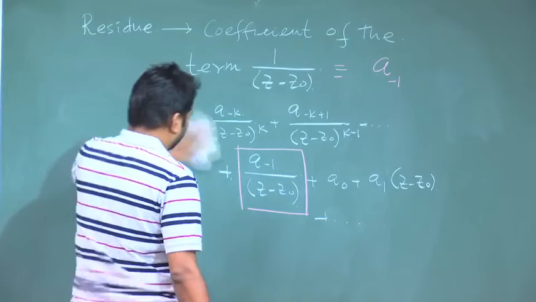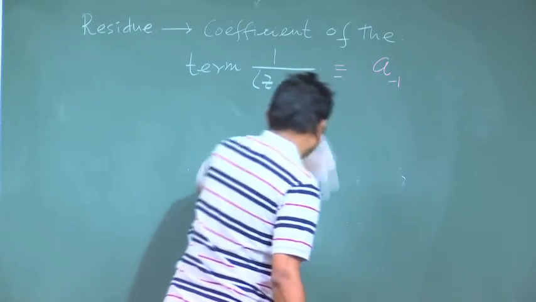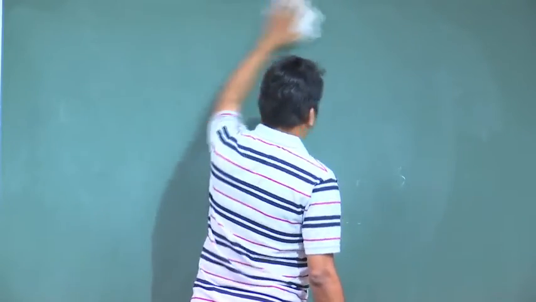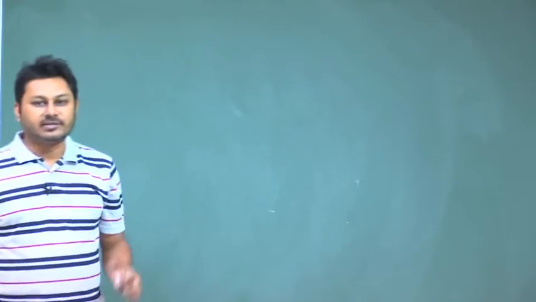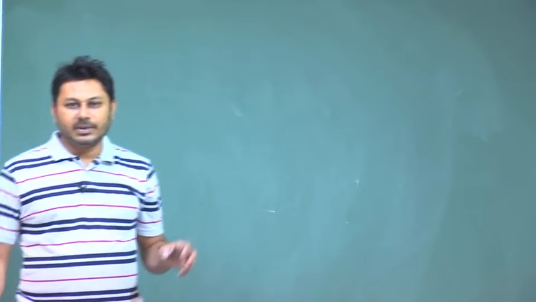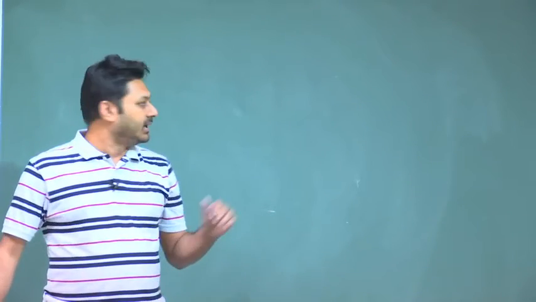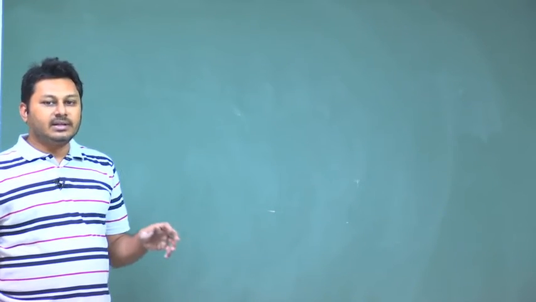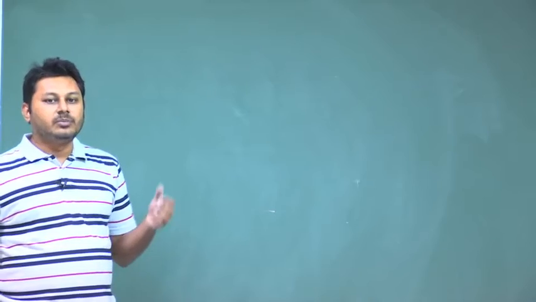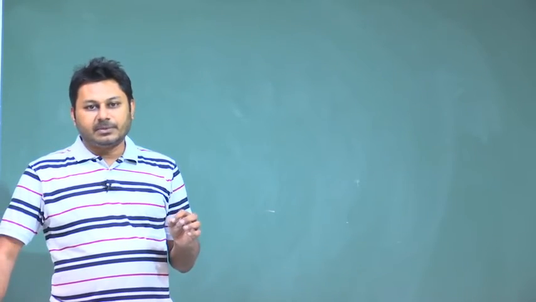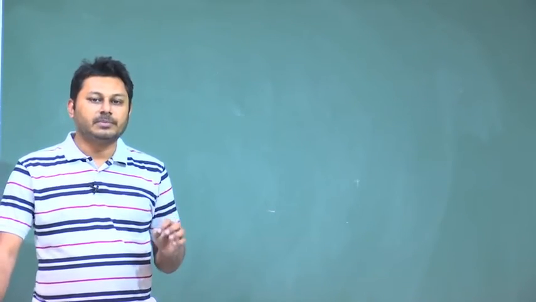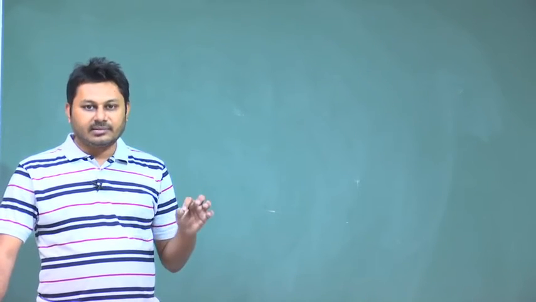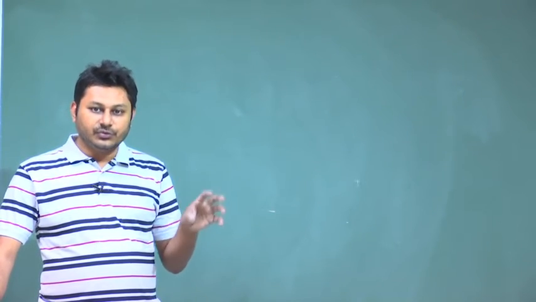So now I have defined what the residue is. It is nothing but the coefficient of 1 divided by z minus z0. If I expand in terms of a Laurent series, there will be an analytic part and a principal part. The last term of the principal part, which contains 1 divided by z minus z0, is the residue, and the corresponding coefficient is the residue.